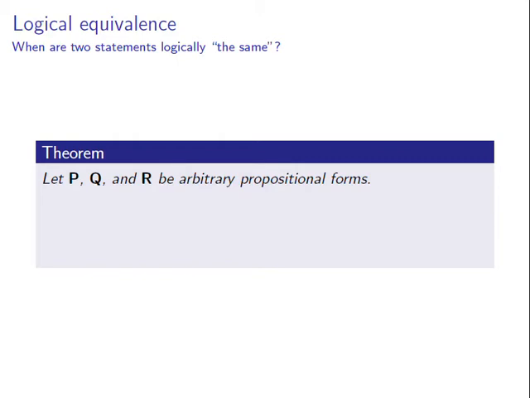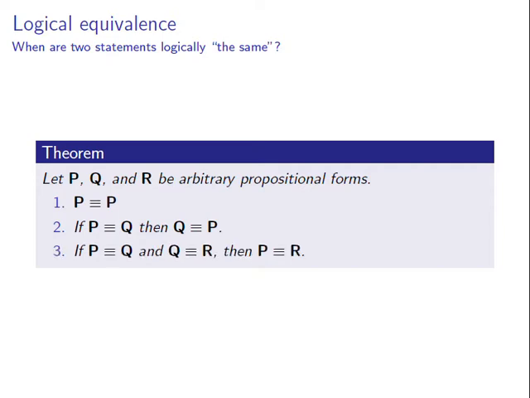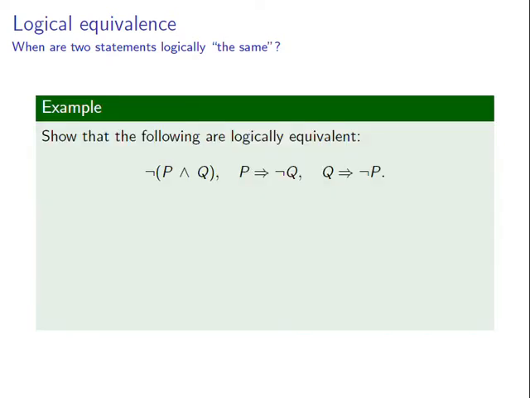We shall also use the following properties of logical equivalence. First, any propositional form is equivalent to itself. Second, if P is equivalent to Q, then Q is equivalent to P. And third, if P is equivalent to Q and Q is equivalent to R, then P is equivalent to R. These theorems allow us to determine if two propositional forms are equivalent even without using truth tables.